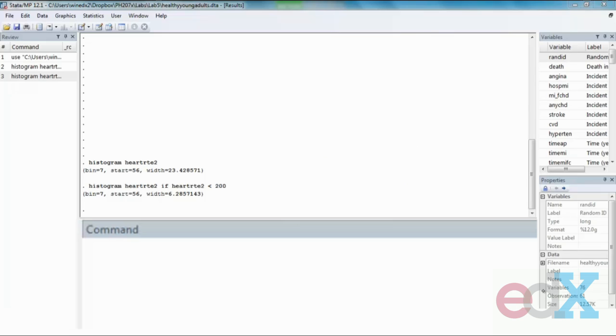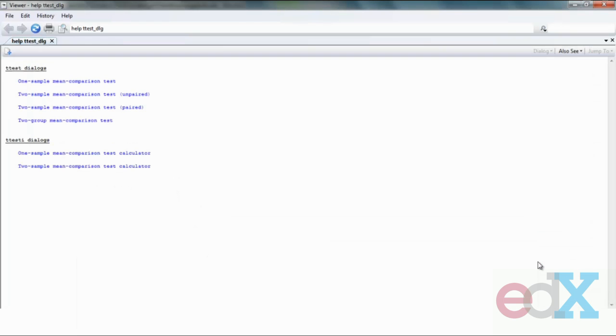To examine the different t-tests you can do in Stata, type db ttest. And you see that all these options pop up. The first one is a one-sample mean comparison test. That's the test that we want to do. The rest of them are all two-group or two-sample tests, which we'll look at in next week's tutorials.